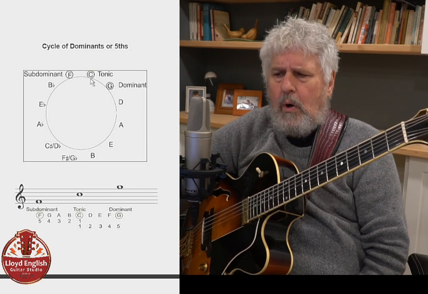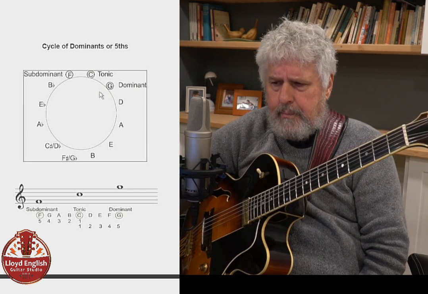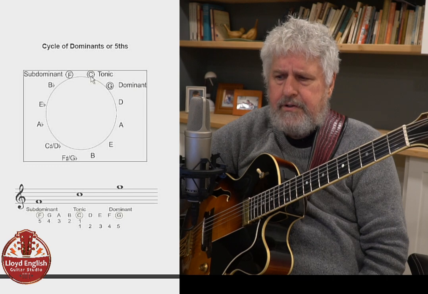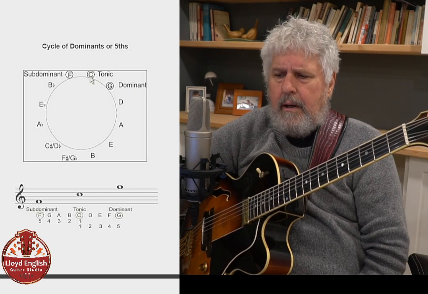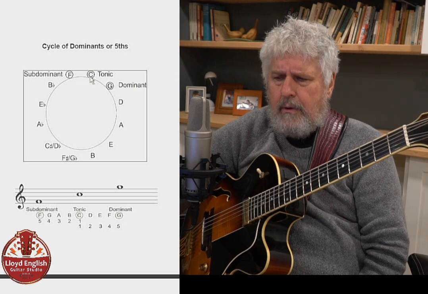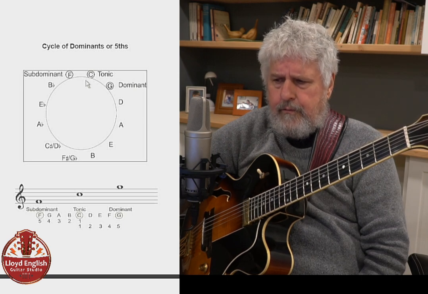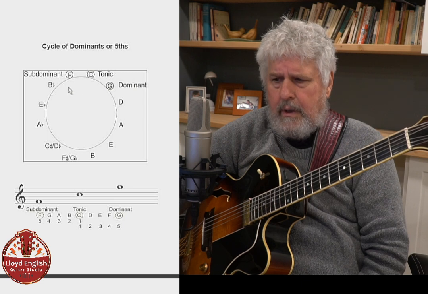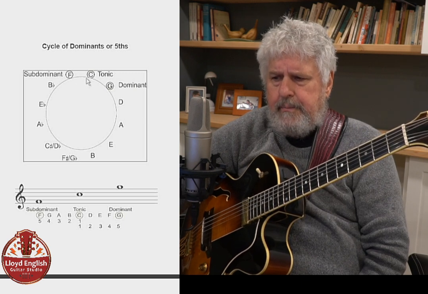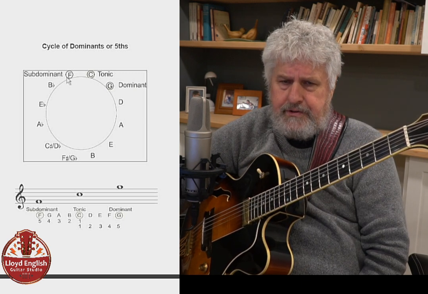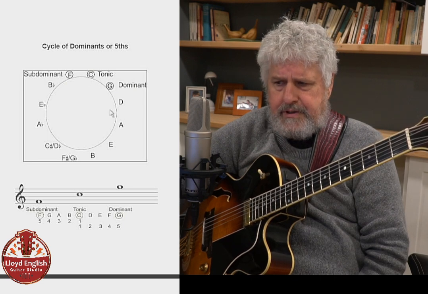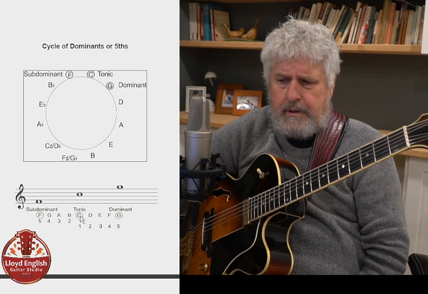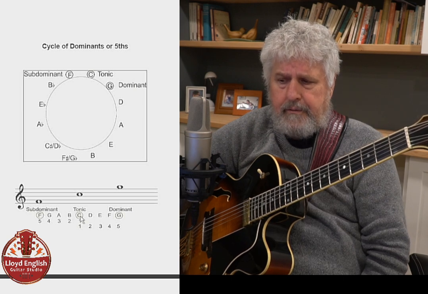If you want to see a 1, 4, and 5 chord progression like we started with, here's a C, an F, and a G. The C chord is the 1 chord, the F is the 4 chord, and the G is the 5 chord. The F is called the subdominant because it's below the C, and the G is called the dominant because it's above the C. And they're both the same distance apart, a fifth.